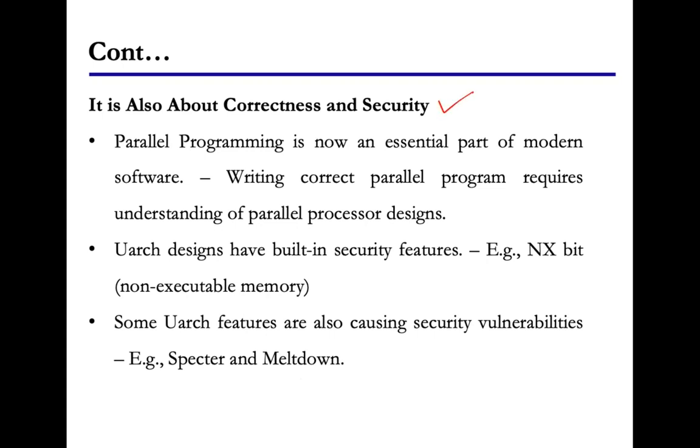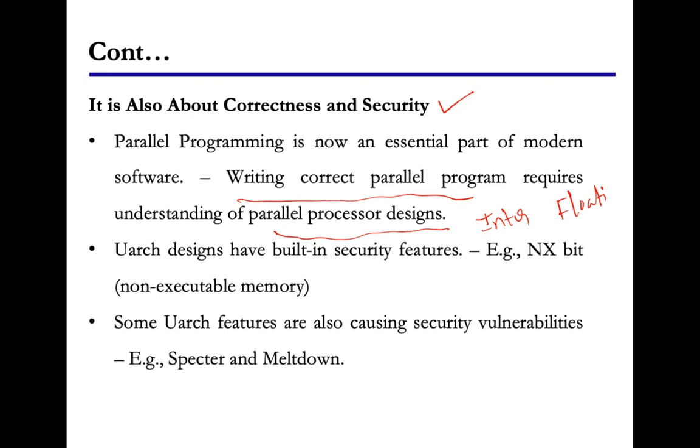Parallel programming means a single program can be divided into small programs, and those small programs can execute simultaneously. Parallel programming is now an essential part of modern software. Writing a correct parallel program requires understanding of parallel processor designs. How many processors are there? If there are two processors, one may be used for integer operation performance, and another for floating point operation performance.